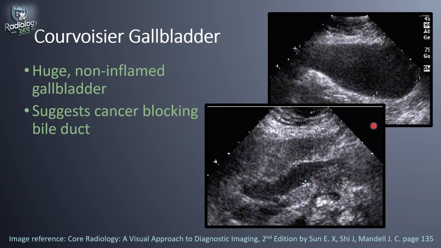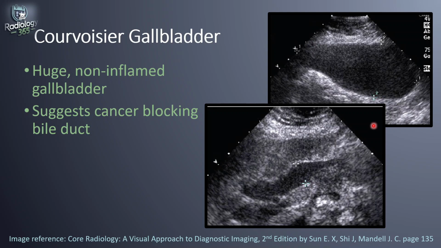Now, to Courvoisier gallbladder, it refers to a markedly dilated gallbladder, originally described as being so large to be directly palpable on physical exam, and this is from malignant obstruction of the common bile duct. A markedly distended gallbladder without acute cholecystitis implies chronic obstruction of either the cystic duct. So you see that the gallbladder is very distended and there is no inflammation. So this tells us that the gallbladder has actually had time to distend. So this is chronic obstruction and not in the acute setting like in acute cholecystitis.